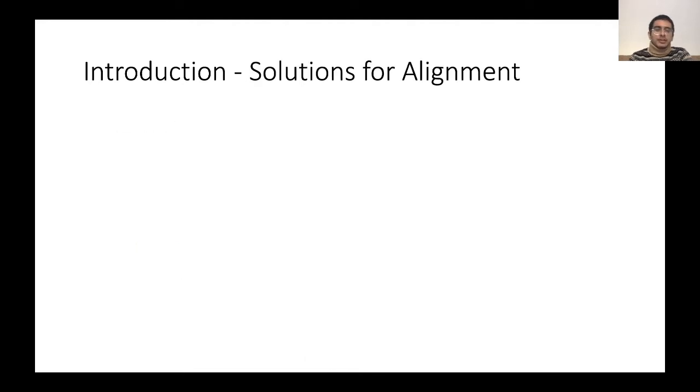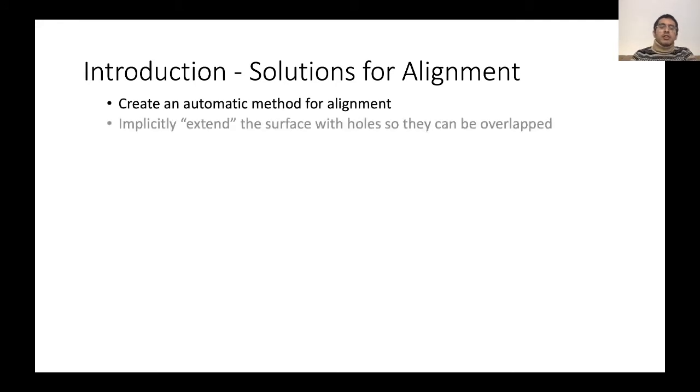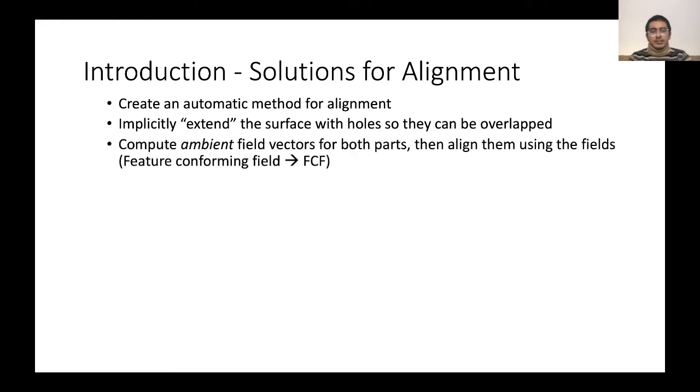So this paper introduces a solution for this issue with overlapping by essentially creating a method to implicitly extend the surface from the holes. It extends in such a way that it creates a sort of implicit overlap between the two parts, and then this overlap can be used to align the two meshes together. This is done by computing a feature-conforming field, called an FCF, which is an implicit function that can then be used to transform, and it's similar to the RBF method that we learned in class.